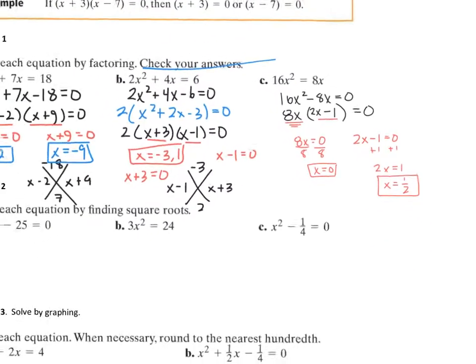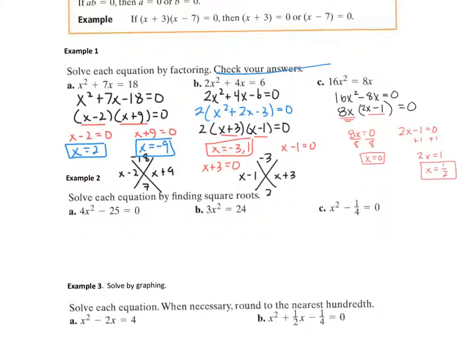Another way that you can solve that doesn't work for all types of quadratics, just like factoring will not work for all types of quadratics because you can't factor everything, is solving by square roots. So the only time that you can solve using square roots is when b equals 0. So in none of these will you have an x term.